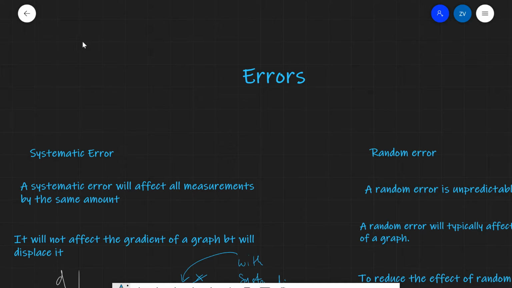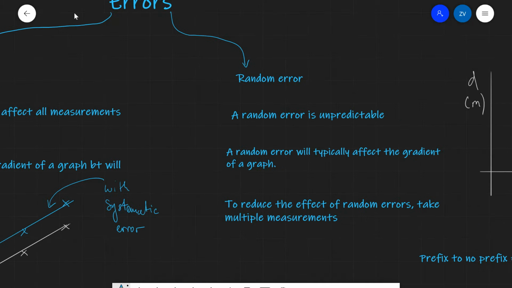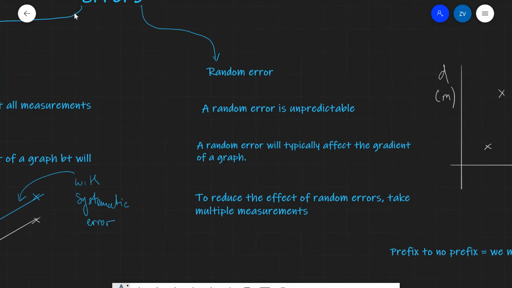Okay, now let's have a look at errors in experiments. There are two types of errors. We have random errors, and we also have systematic errors. Now, what is a random error? Some of the key features that identify random errors are listed here. For instance, a random error is completely unpredictable, hence the word random. For instance, it could be a random voltage fluctuation or a temperature fluctuation or an environmental factor that affects your experiment.